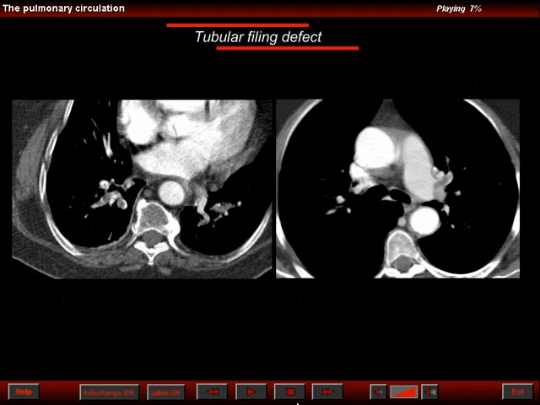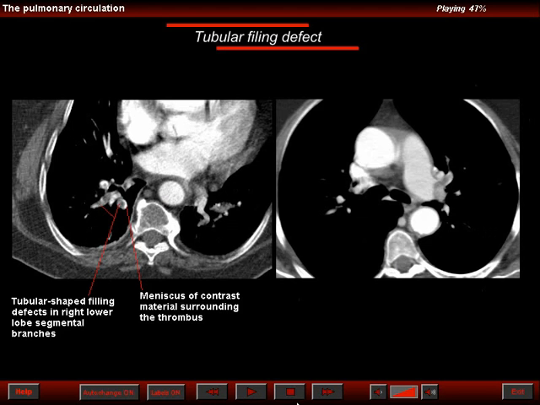These are more examples of tubular filling defects. Note to your left that tubular filling defects are noted in right lower segmental branches of the pulmonary artery, as indicated by the red lines. There is a meniscus of contrast material surrounding the thrombus, as seen also in the picture to your left. On the right side, note the visualization of a tubular-shaped filling defect in a left pulmonary artery.